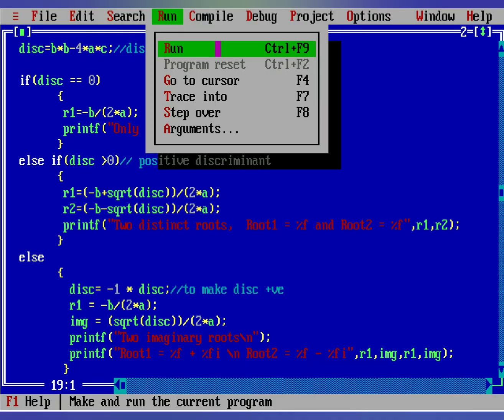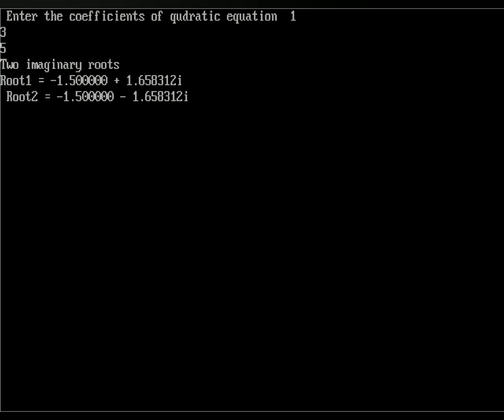Finally, last values 1, 3 and 5. The discriminant is less than 0, therefore the roots are imaginary. Root 1 is minus 1.5 plus 1.65 into i, and root 2 is the same with a difference in the minus.